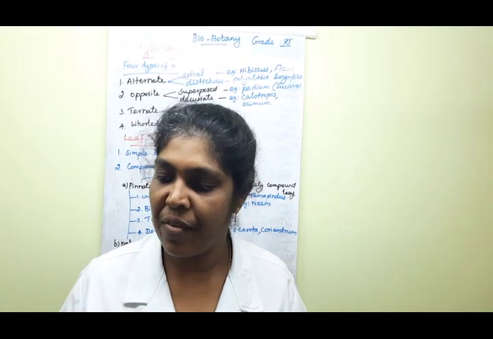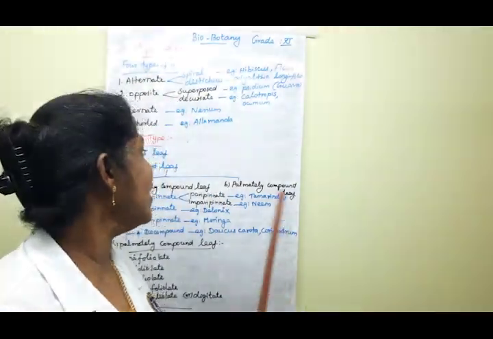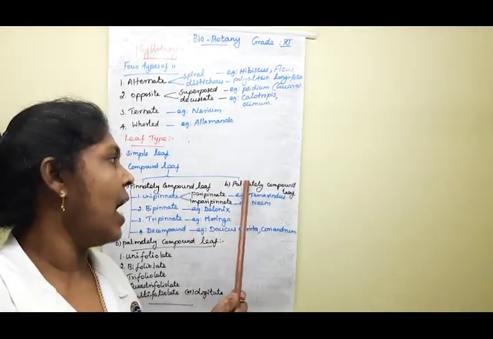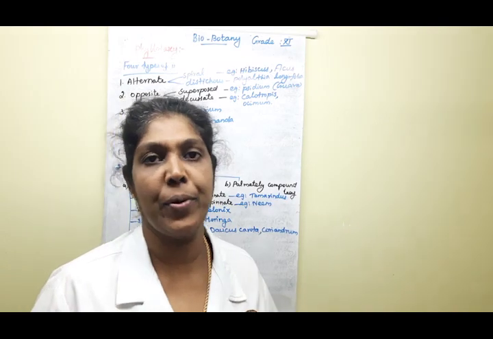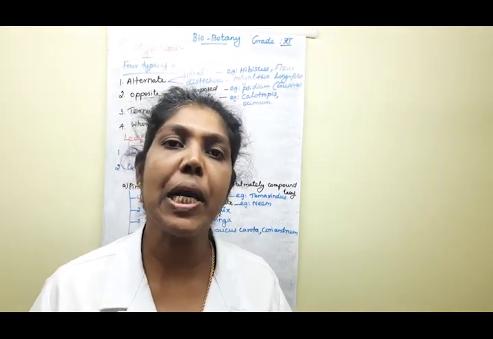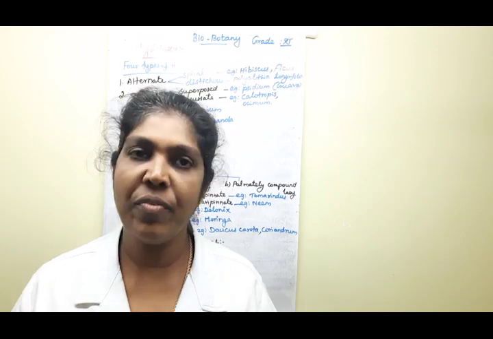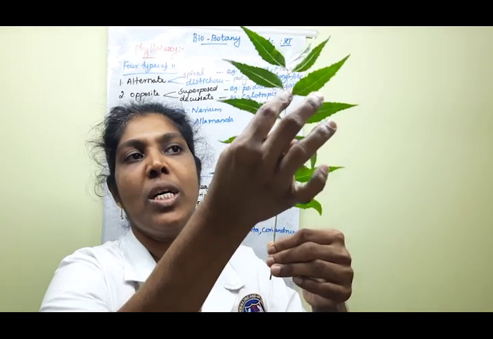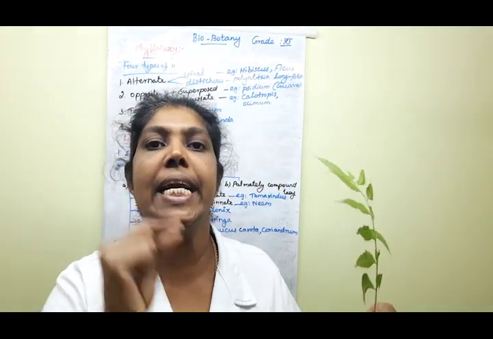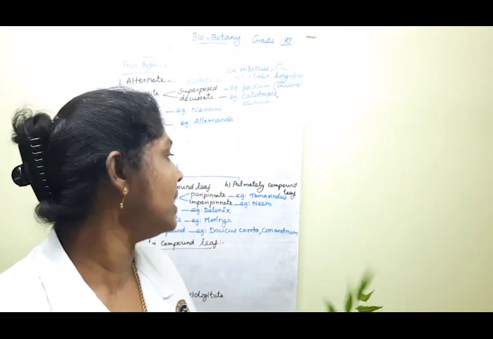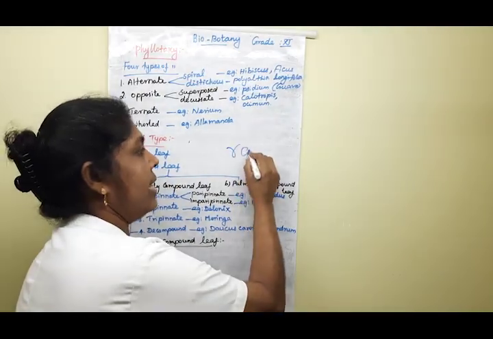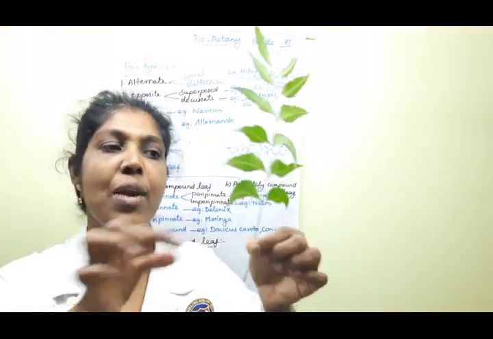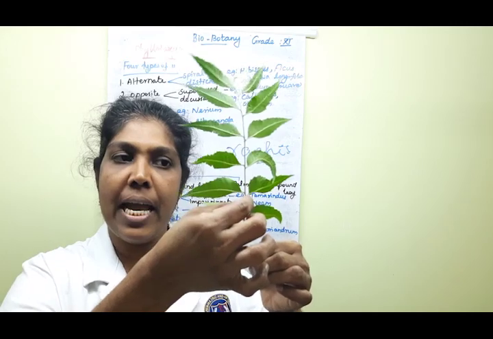Compound leaves are divided mainly into two types. What are the two types? One is pinnately compound leaf and the other is palmately compound leaf. Clear? Pinnately compound leaf means, all of you listen, there is only one rachis. The technical term is rachis. Don't forget this term. Rachis. So only one rachis is there.